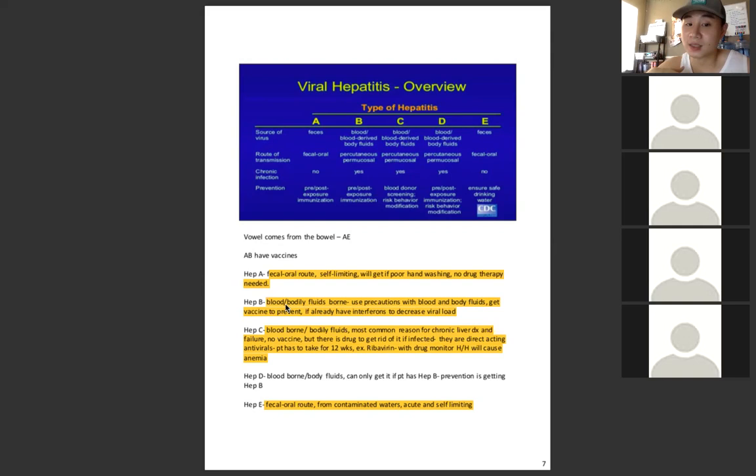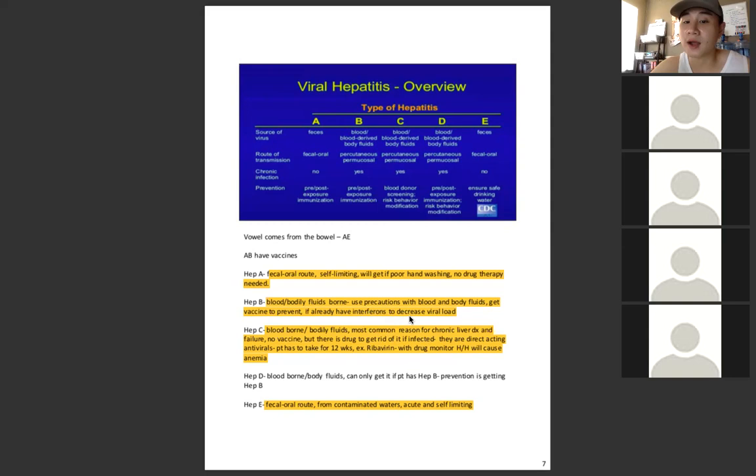The precaution is that we have to use precautions with blood and bodily fluids, and of course bodily fluids include semen and saliva. Unprotected sex can also lead to hepatitis B. In order to prevent this, we get the vaccine. For those who already have it, there are interferons to decrease the viral load. Basically, one of the treatments for hepatitis is interferon. We will discuss it later, but the treatment for hepatitis is called interferon, and it will decrease the viral load.